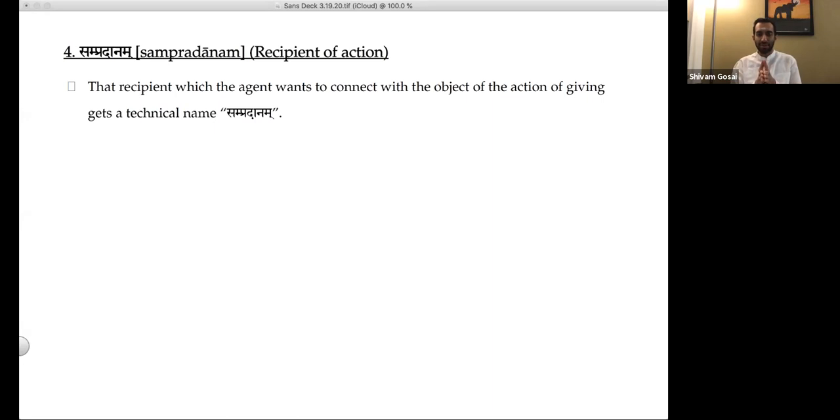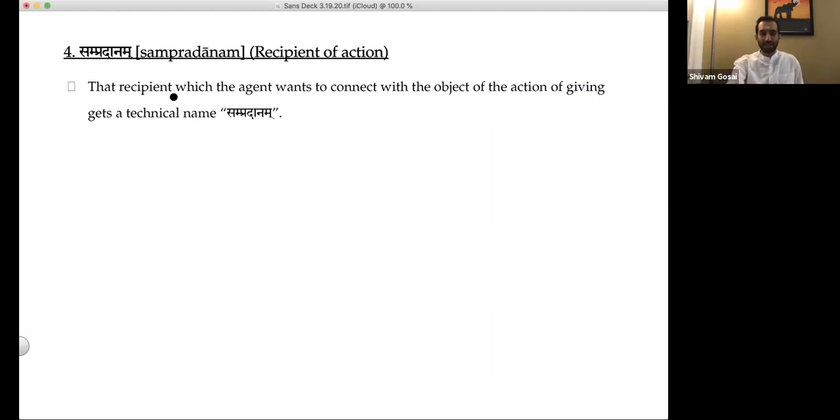Okay, so repeat after me. Sampradhanam. Sampradhanam. A good way of remembering this is dhanam means to give, or you're giving charity. So the translation of sampradhanam is recipient of an action. It's the person you're giving to, the recipient of the action.